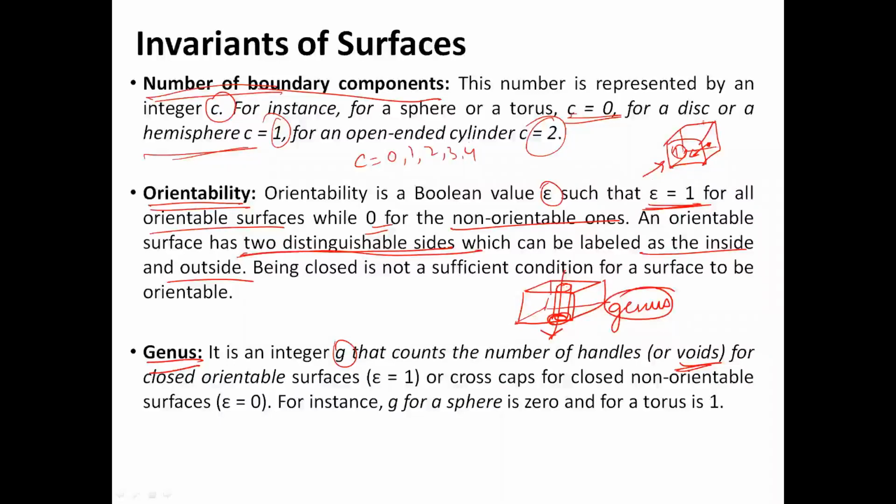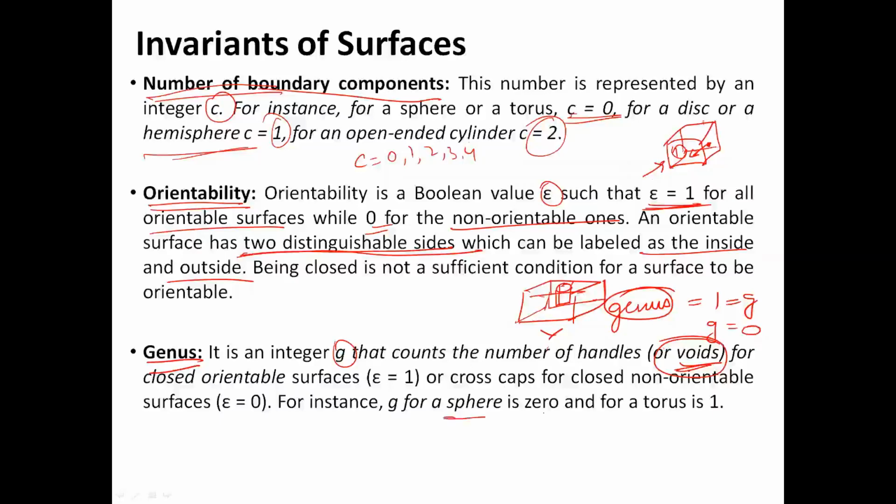So if there is one hole which is throughout, then the genus is equal to 1, or that is equal to g. However, if this hole is not going throughout the surface, in that case the value of genus is assumed to be 0. So the idea is that the void should be complete on the orientable surface.